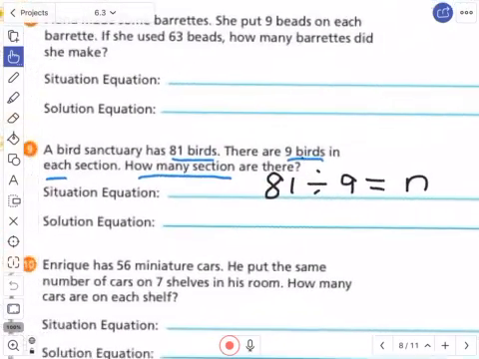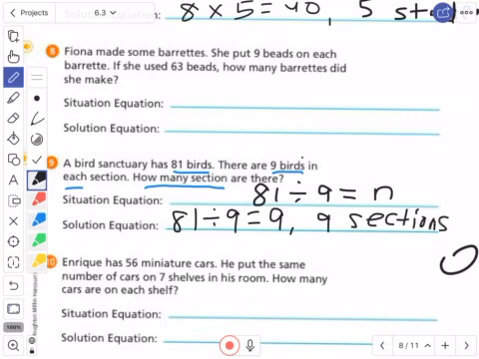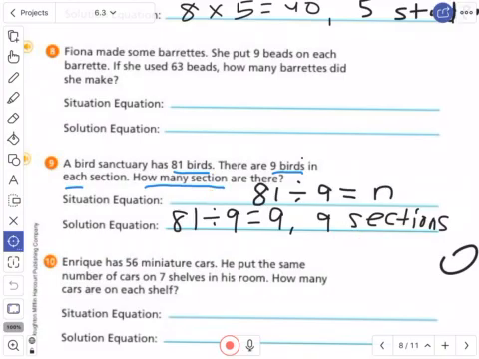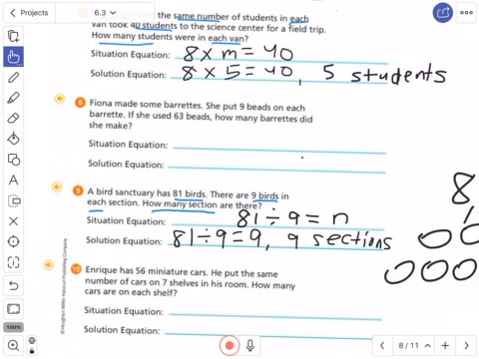For my solution equation then, it's really just going to be 81 divided by 9 equals 9. And then my answer is 9 sections. If you're trying to think, okay, what's the label? That's where you always want to go back and read the question, and it said how many sections? Well, 9 sections. Okay, I'm going to read number 8 and number 10 for you, and then I'll have you go and do those by yourselves. Fiona made some barrettes. She put 9 beads on each barrette. If she used 63 beads, how many barrettes did she make?